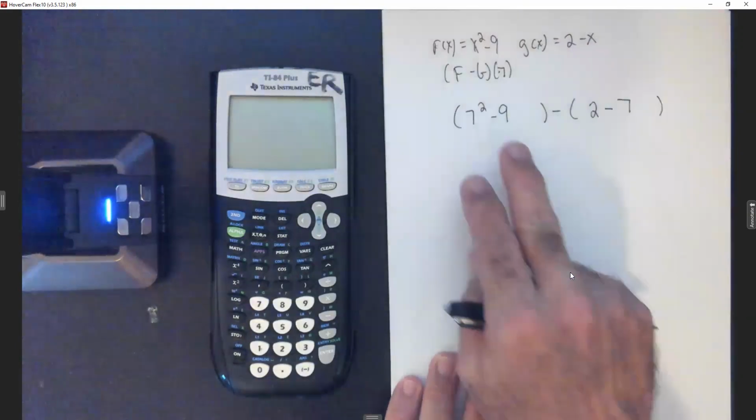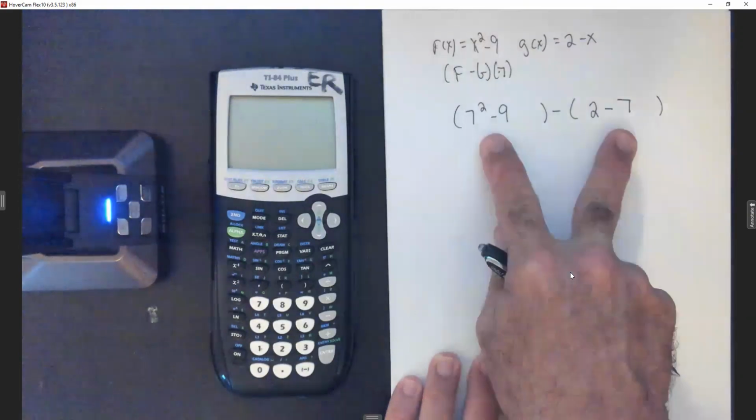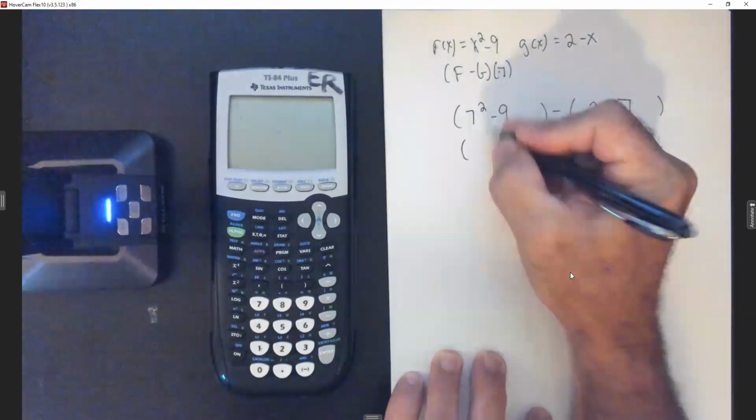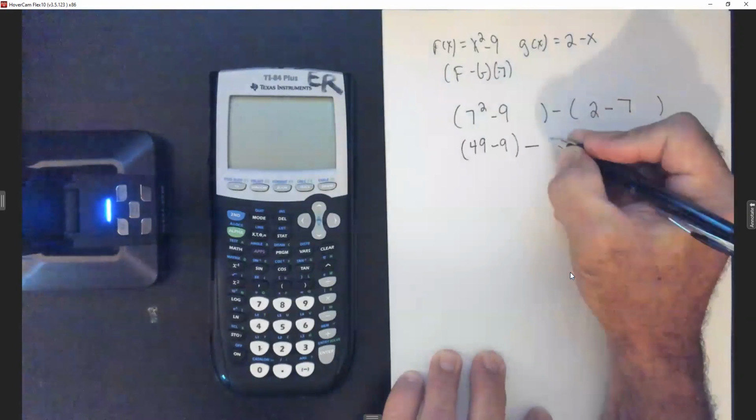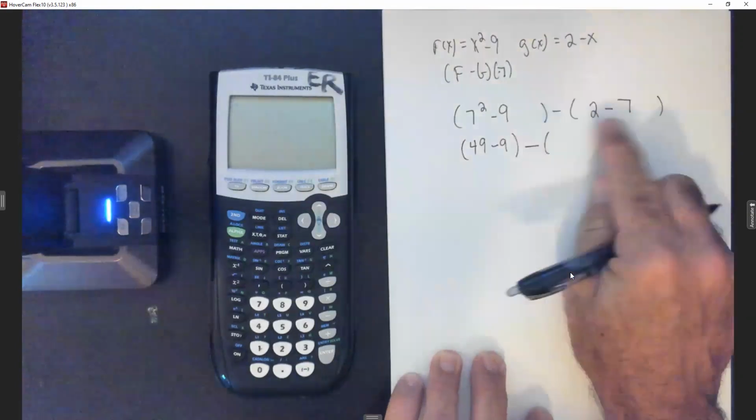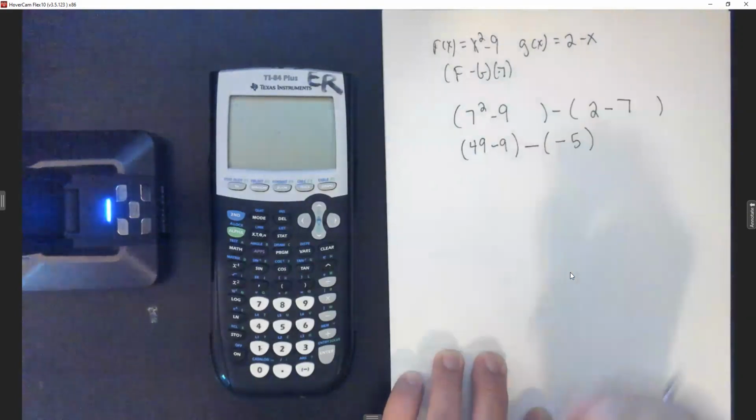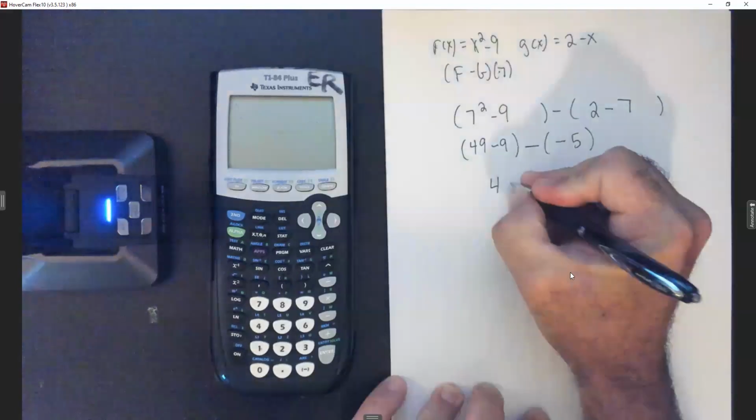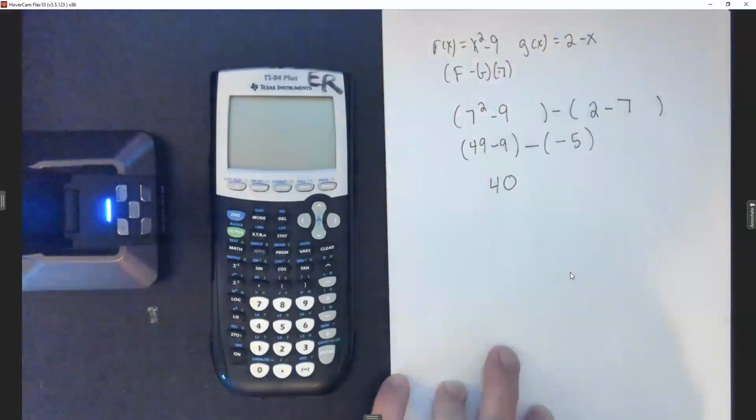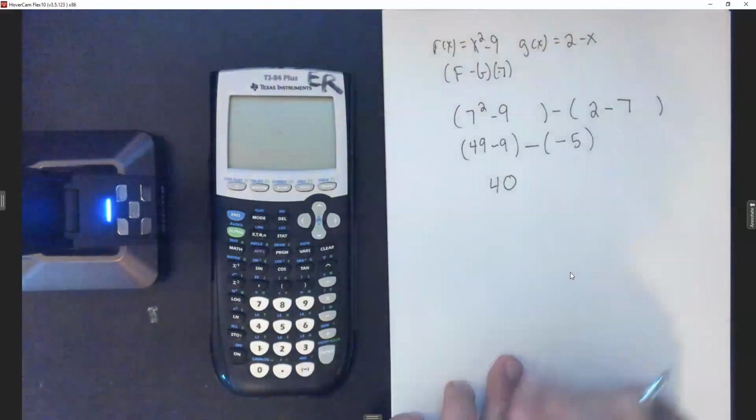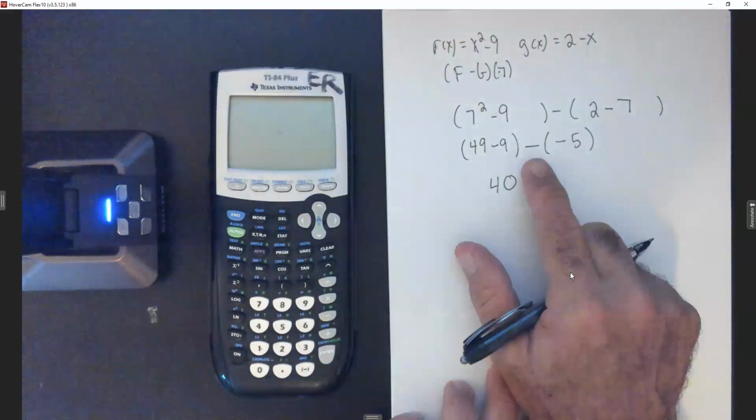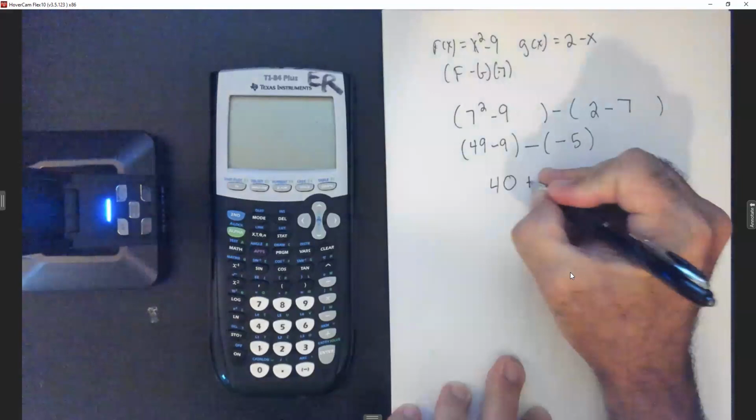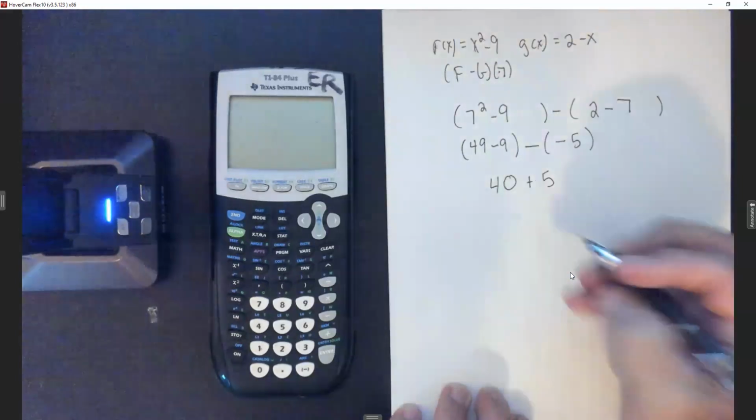Now, I got to work inside both parentheses before I can subtract. So on this one, 7 squared is 49 minus my 9, minus 2 minus 7, which would be a negative 5. All right, 49 minus 9 in the first parentheses is 40. Now, since there's nothing else to do, I can drop the parentheses. You're subtracting a negative 5, so when you subtract a negative, that makes it a positive. And then 40 plus 5 is 45.